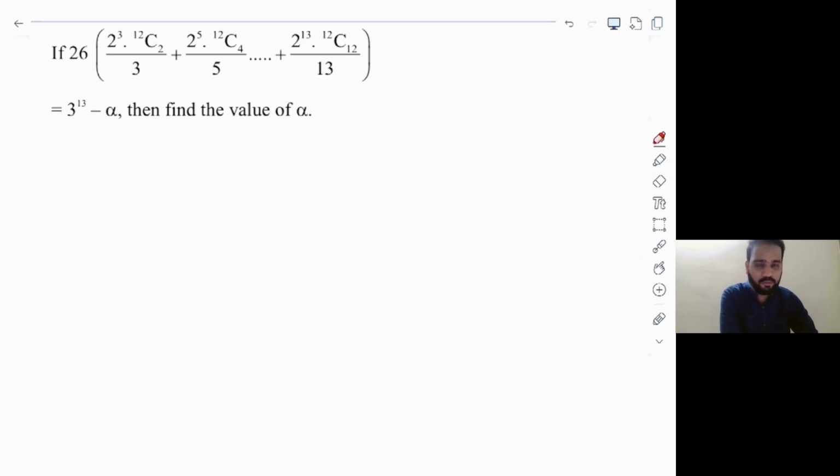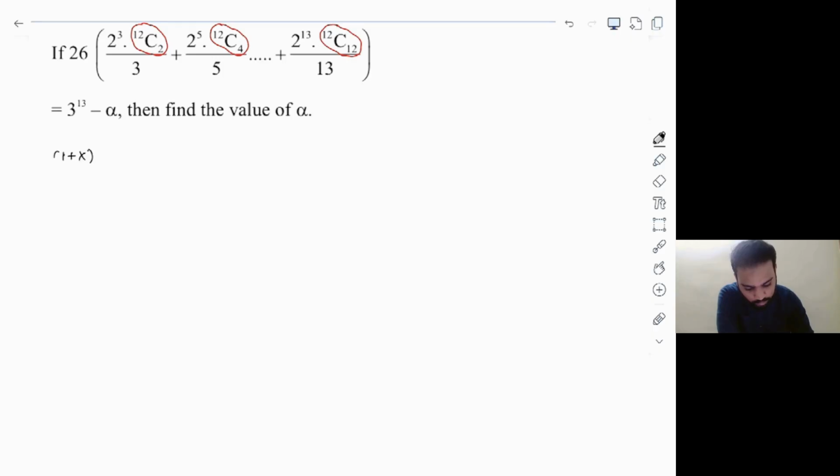First of all, you need to make few observations here. That is, when you take the entire series here and look at the binomial coefficients here, 12C2, 12C4, 12C6, and so on up to 12C12. So you can see that we do not have all the binomial coefficients, only the even bases are there. So whenever we have the even bases or also odd bases, immediately you have to recall the formulas of these.